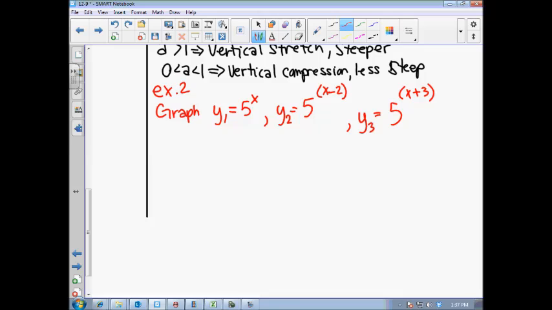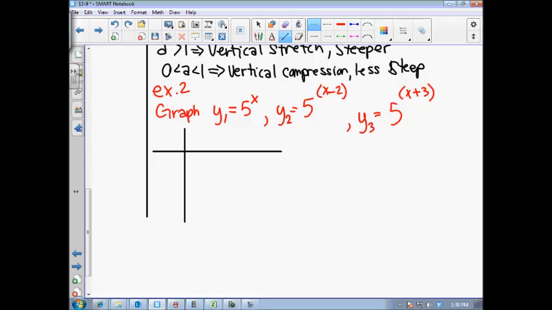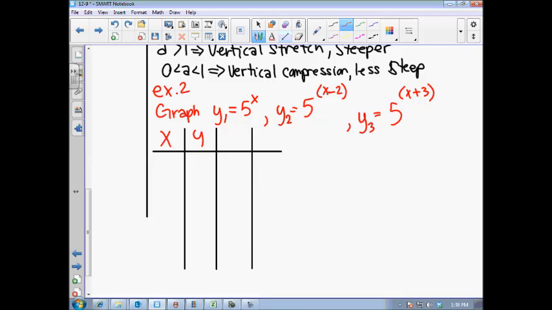So we don't have a multiplier this time. What's changing this time? The exponent. The exponents. That's in place of the h. Okay, so we're going to do the same thing we did last time. We need to get some points. So let's draw 4 columns: x, y1, y2, and y3. Taking x from -3 to +3.